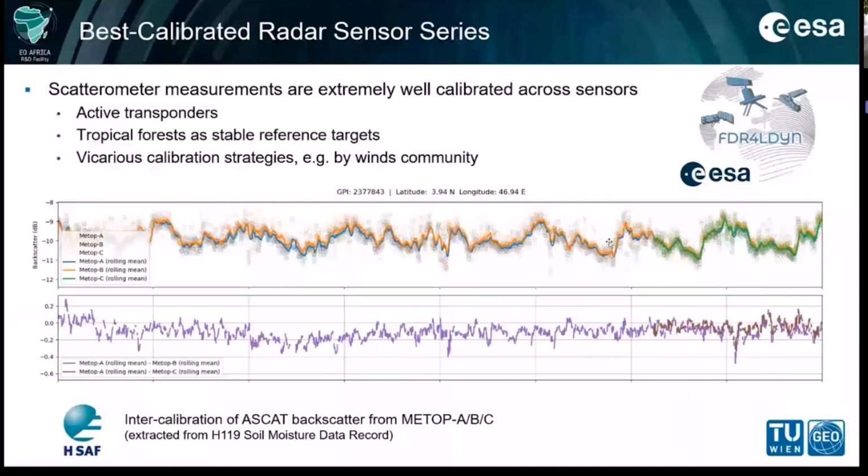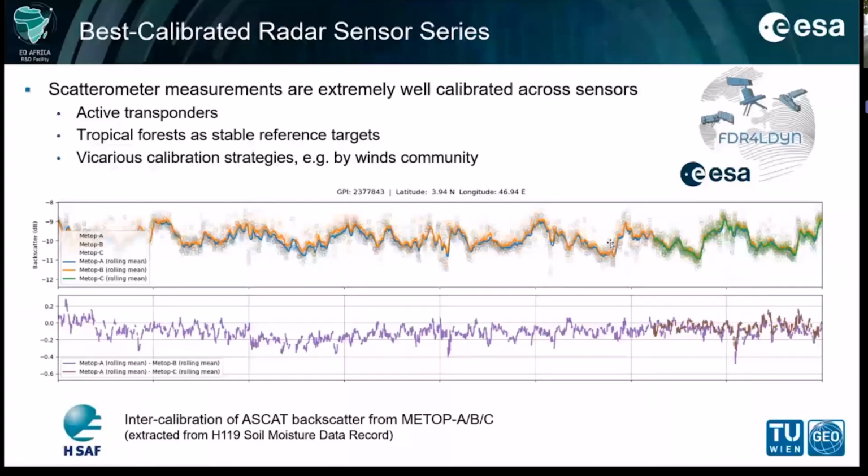Yeah, the very good thing about this satellite series is, I would say, that it's the best calibrated remote sensing satellite series that you can get. That's because we can use active transponders for calibrating the satellite signals. And we can also benefit from the fact that, for example, tropical forests can be seen as reference targets. They can be used for cross-calibrating the different satellites.